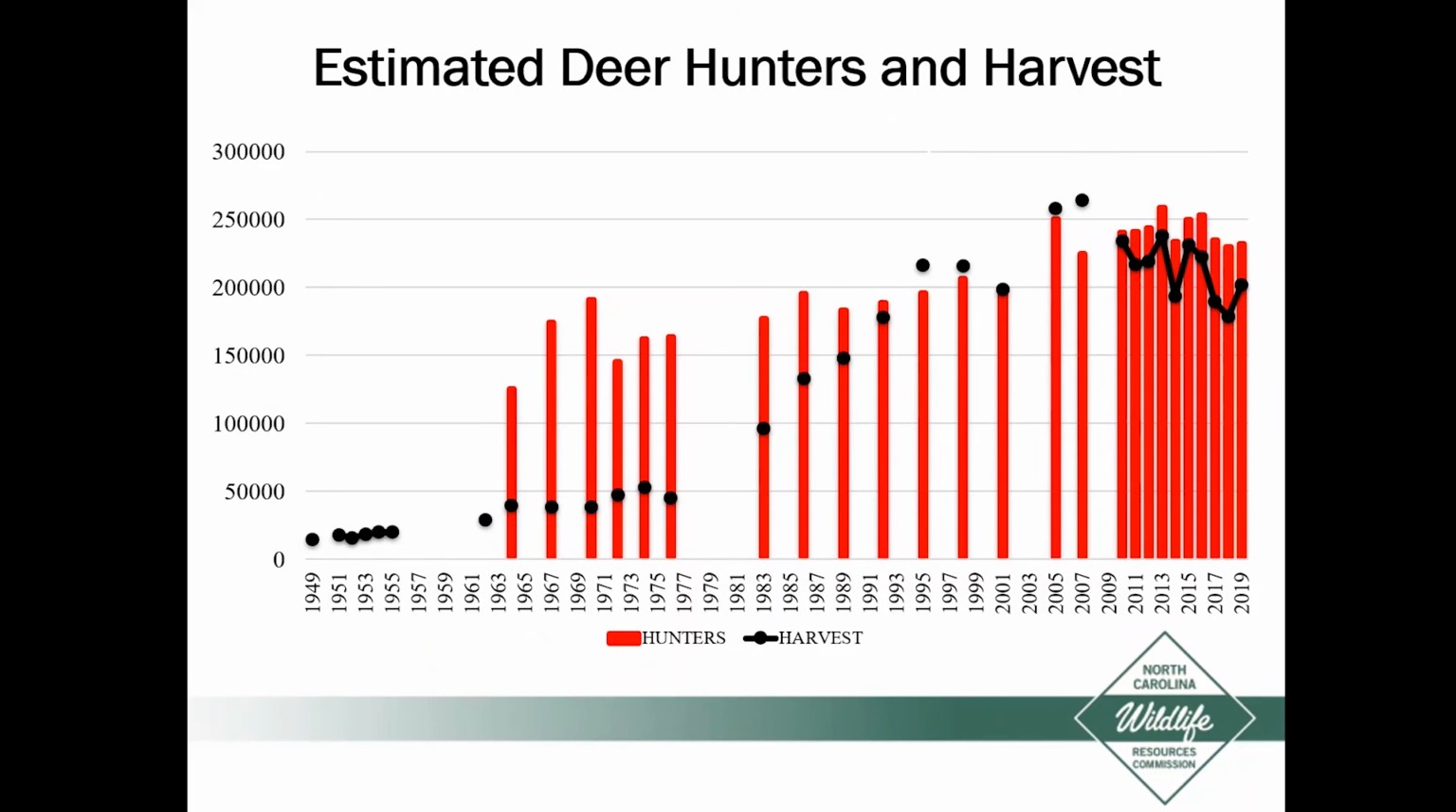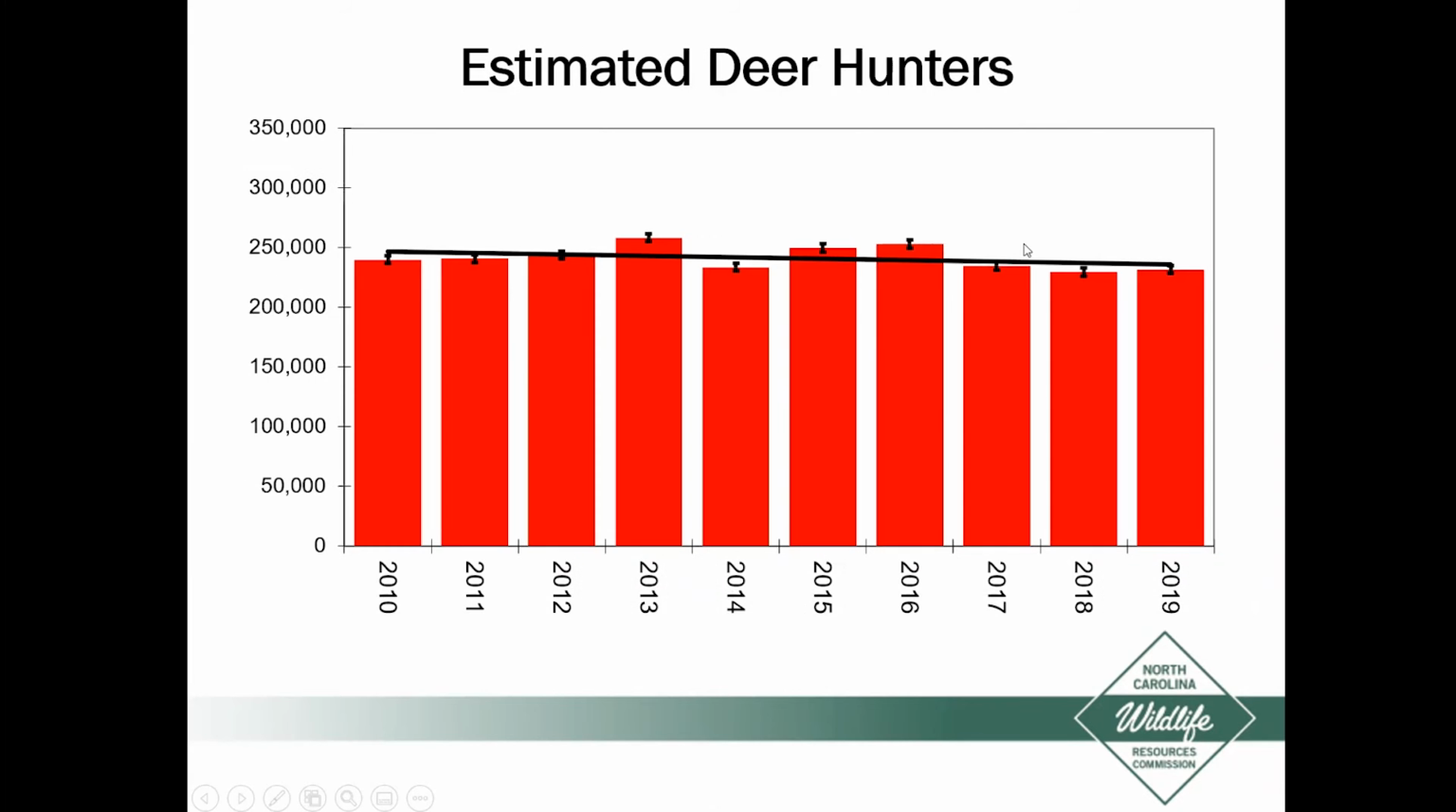So this is our oldest recurring database. It goes back to 1949, and for years this was the only way that we monitored harvest trends. Then in 1964 we began to estimate hunter effort. These are the number of hunters here, the red bars. And then in 2010 we started doing this every single year, and we do it in-house, and it gives us some very valuable trend information on both harvest estimates and hunter effort.